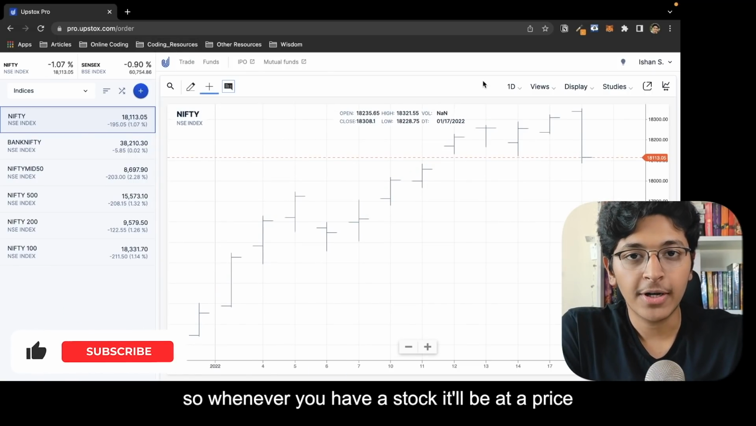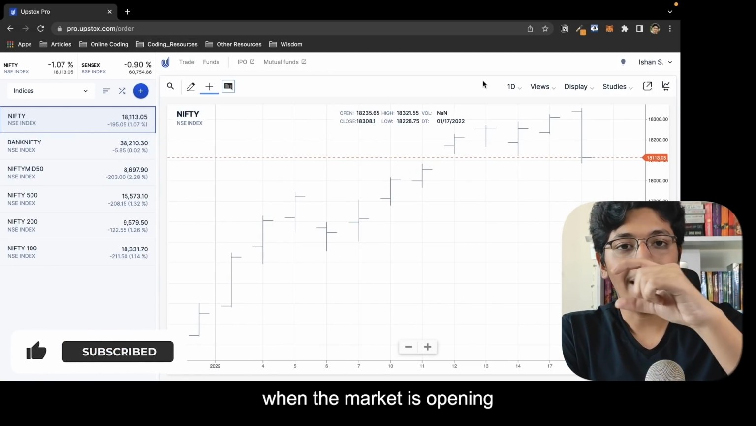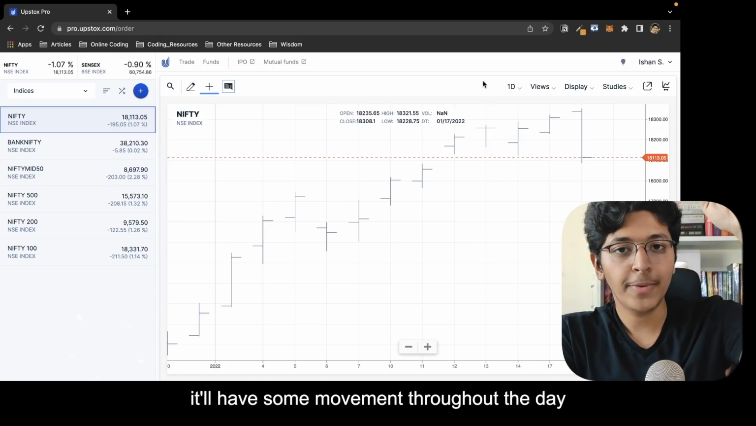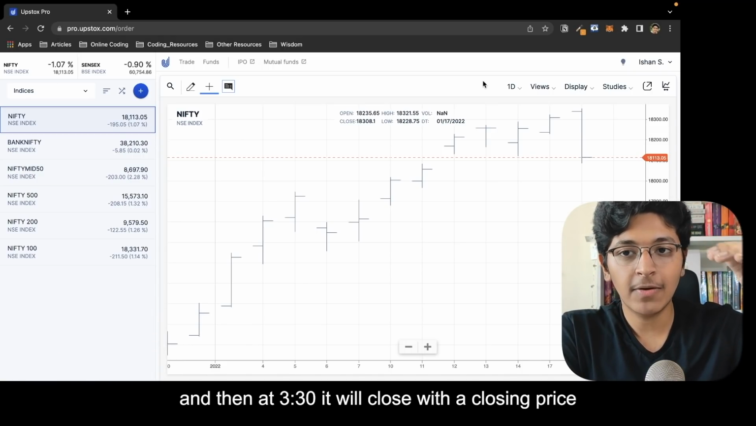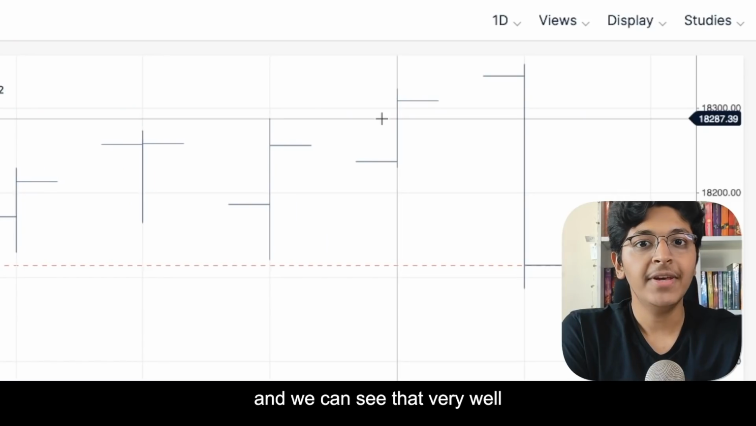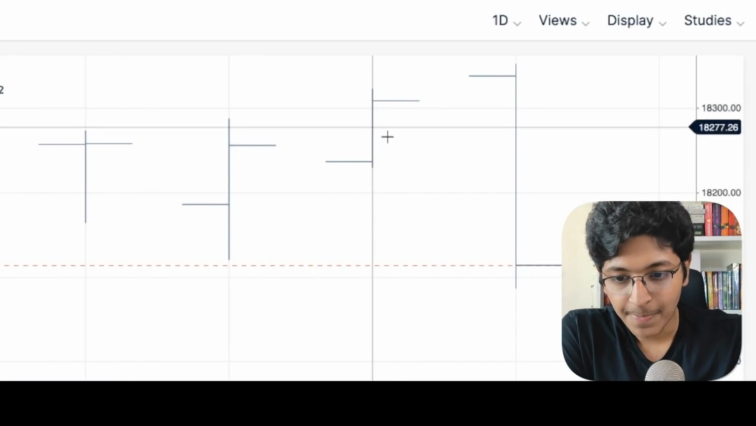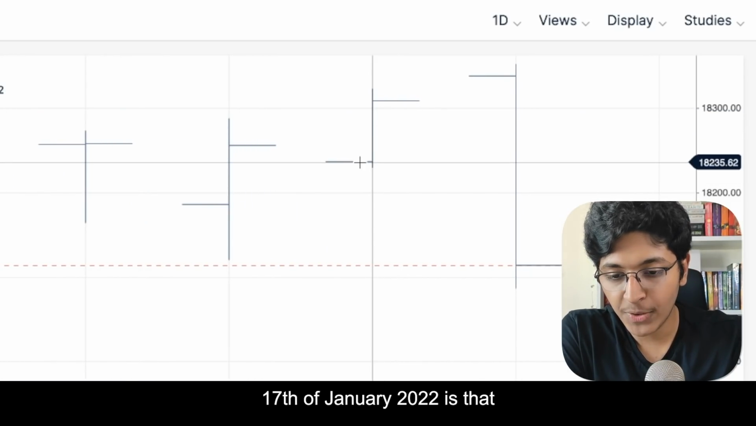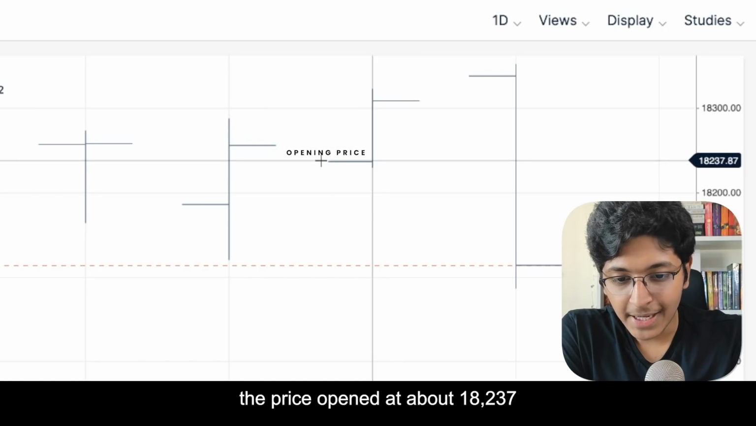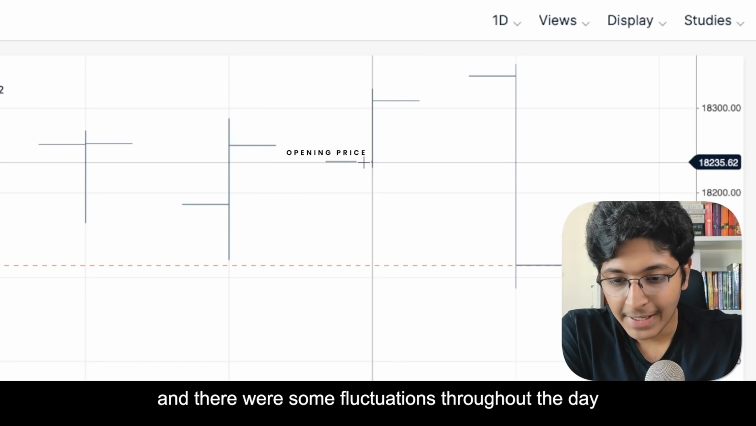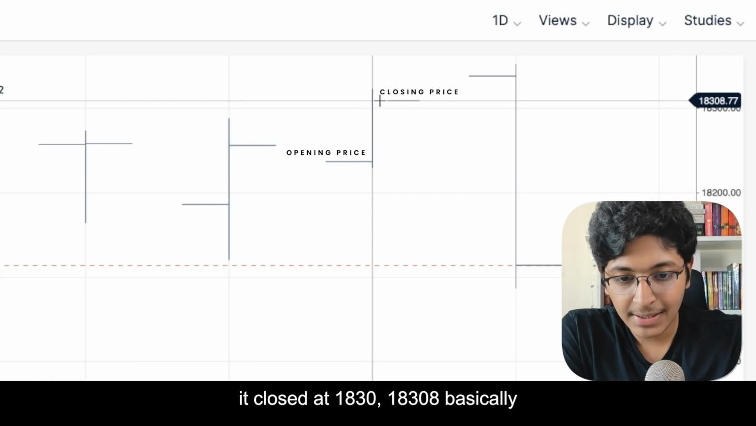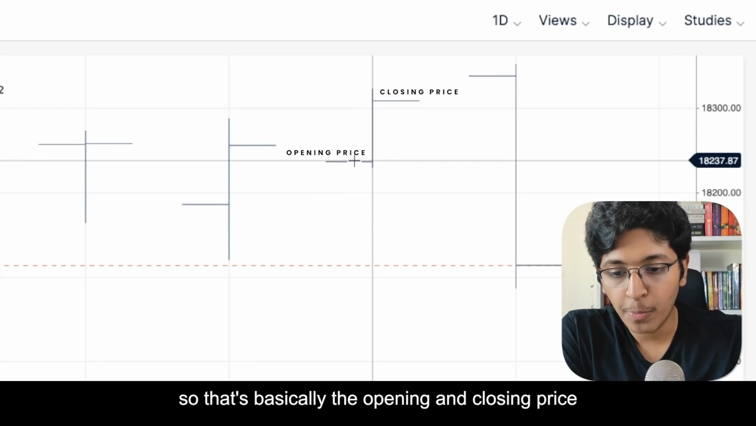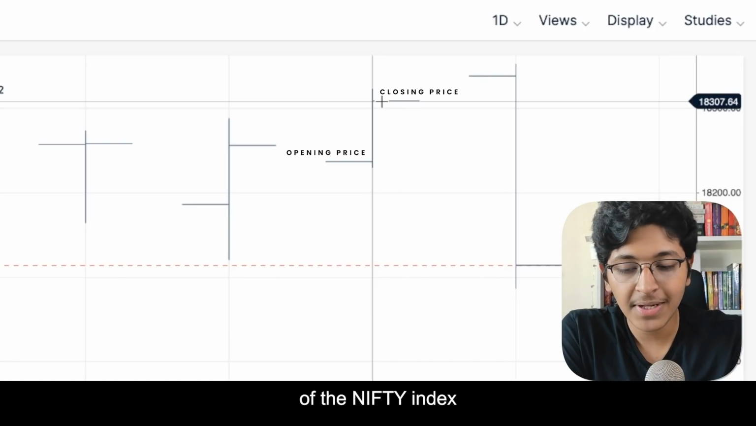So whenever you have a stock, it will be at a certain price when the market is opening. It will have some movement throughout the day, and then at 3:30 it will close with a closing price. And we can see that very well with the help of this bar chart. So as you can see, what is basically happening on the 17th of January 2022 is that the price opened at about 18,237, and there were some fluctuations throughout the day. It closed at 18,308 basically, right? So that is the opening and closing price of the Nifty index.